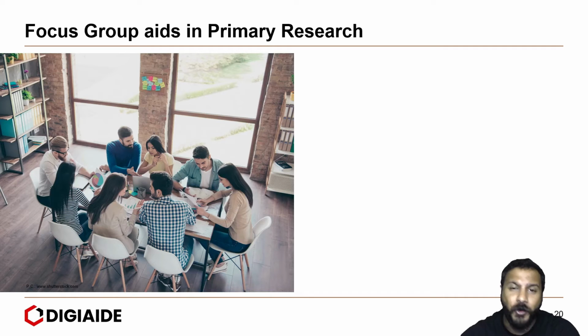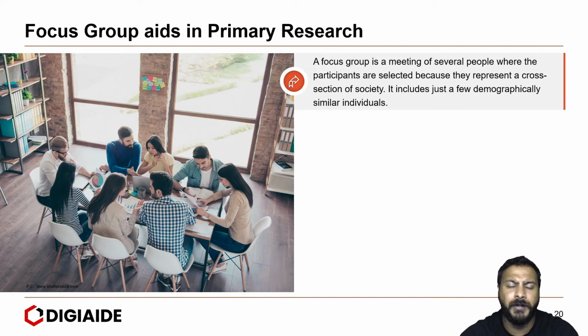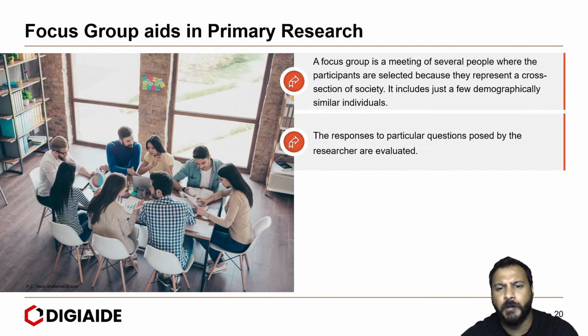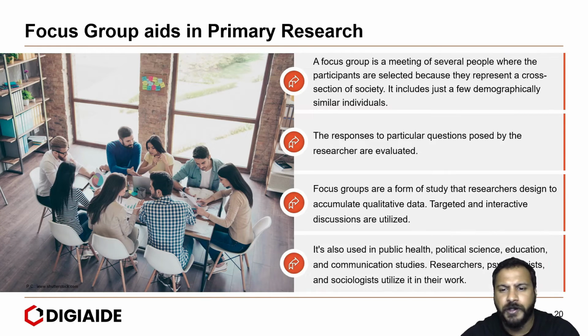Next is the focus group, which aids in primary research. A focus group is a meeting of several people where the participants are selected because they represent a cross-section of the society. It includes just a few demographically similar individuals. The responses to particular questions posed by a researcher are evaluated. Focus groups are a form of study that researchers design to accumulate qualitative data. Targeted and interactive discussions are utilized. It is also used in public health, political science, education, and communication studies. Researchers, psychologists, and sociologists utilize this in their work.